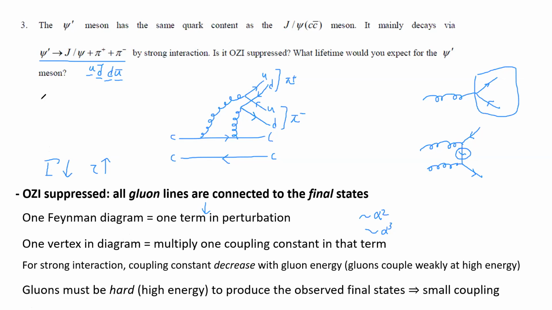So for strong interactions, the time scale is about 10 to the minus 23 seconds. But due to the OZI suppression, it will be about 10 to the minus 20 seconds. So this will be approximately the lifetime for psi prime meson.